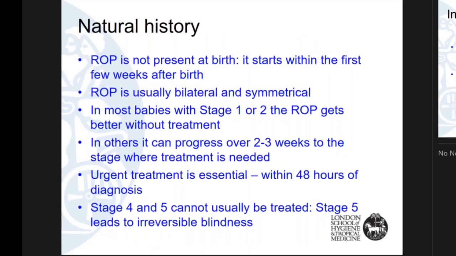And urgent treatment is essential. It has to be delivered within 48 hours of the diagnosis. So it's really quite different from diabetic retinopathy, where there is not that same level of urgency. If stage 4 or stage 5 develop, stage 4 can sometimes be treated and sometimes surgery is possible, but often the visual outcome is very poor.